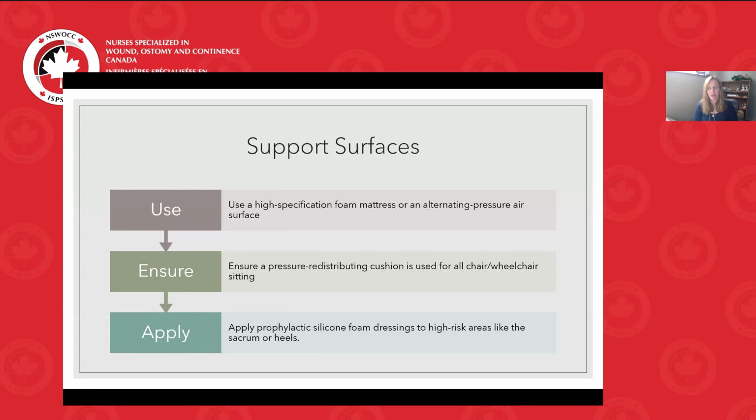So we need to remember that these patients are very high risk for the development of pressure injury. We should be utilizing that offloading cushion anytime they are sitting in any form. So either if they're in a recliner or if they're sitting on another chair, that we are remembering that and we're taking that in consideration. We also want to utilize other things such as prophylactic silicone foam dressings to areas that are really exposed to high friction and shear as well as pressure.